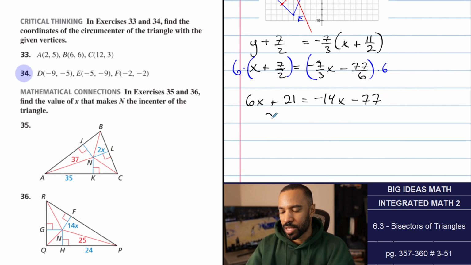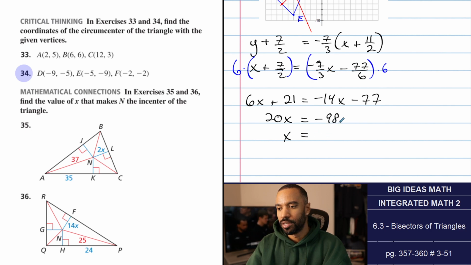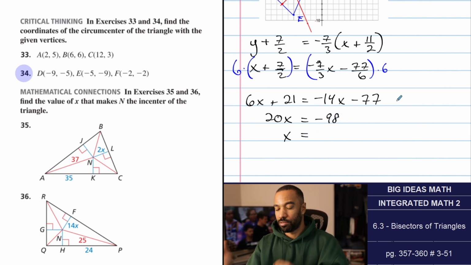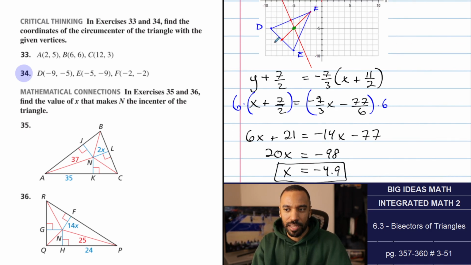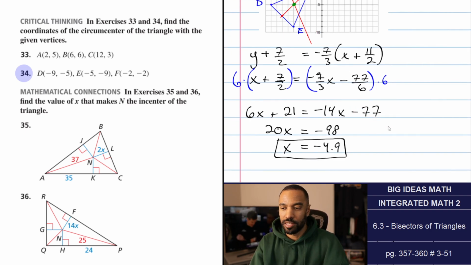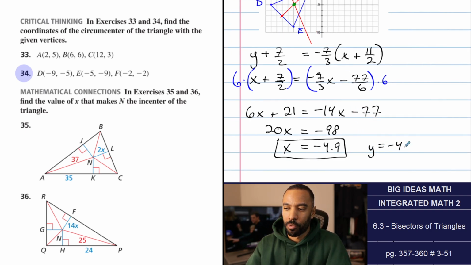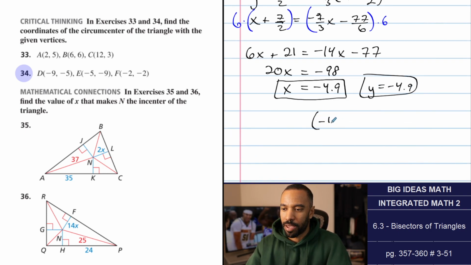Add 14x to both sides, you get 20x. Subtract 21 from both sides, you get negative 98. At least it'll be kind of cleaner. Not perfect. That's negative what? Negative 4.9. If x is negative 4.9, so is y. And it makes sense that it's on a thing. So it's not negative 5, negative 5. So it's a good thing I did this. So y is negative 4.9 as well. Therefore, we have an ordered pair of negative 4.9, comma negative 4.9.